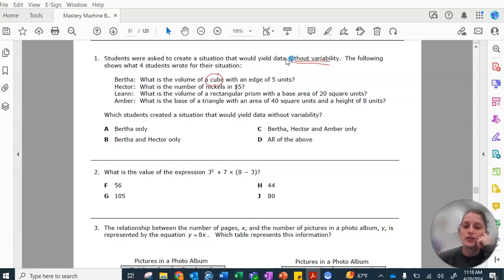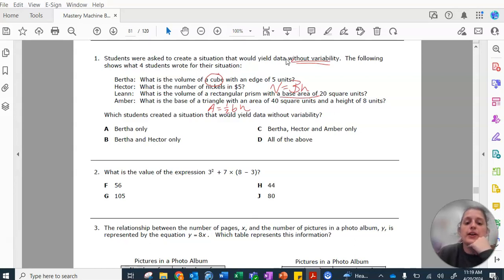What is the volume of a rectangular prism with a base area of 20 square units? So remember, a base area is that capital B. What is the volume when we know that the capital B is 20, but we still don't know the height? That one depends on what the height is. What is the base of a triangle? Okay, wait a minute. Triangle area equals 1/2 base times height, with an area of 40 units and a height of 8 units. We could work that backwards and figure out the base. So I have 3 where I can find an answer and 1 where I couldn't.